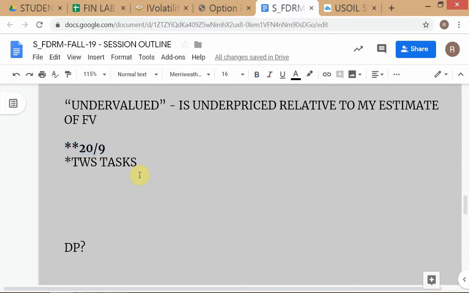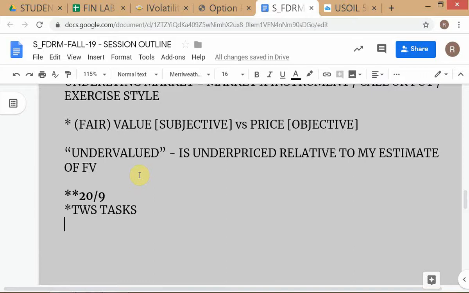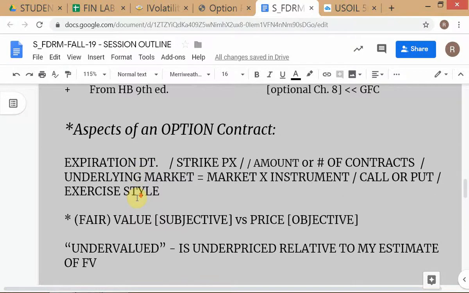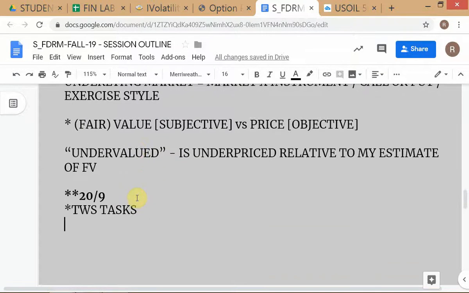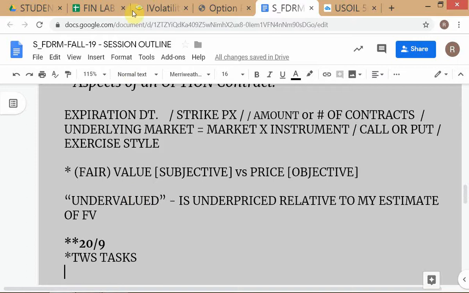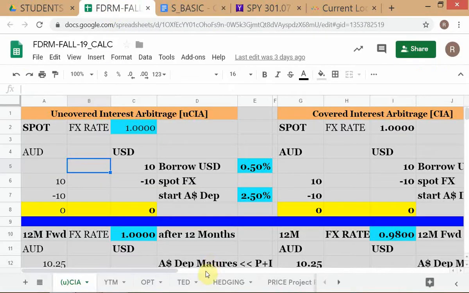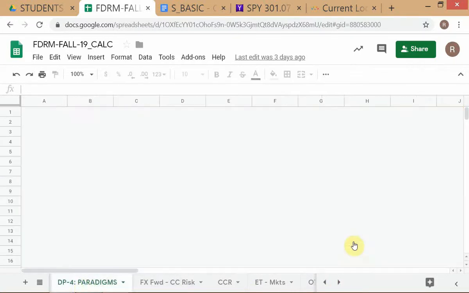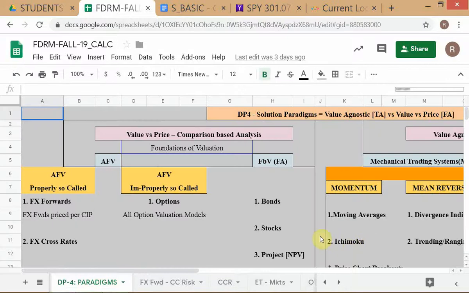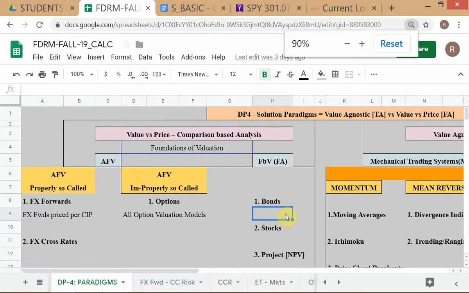Okay, next we continue with our models, with the decision problems that we are solving. So let's look at your spreadsheet, which is in your folder, which you can access, and we go to the DP4 paradigms, which is, okay, we would prefer to call this buy-sell paradigms.